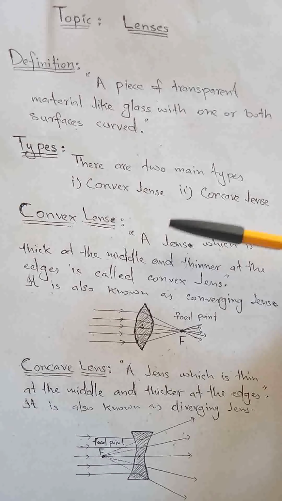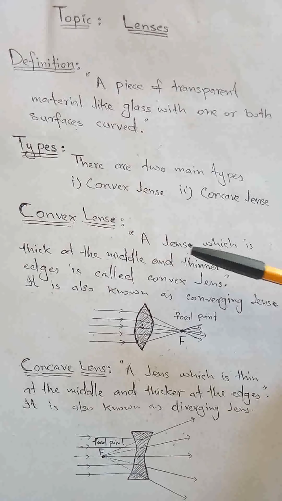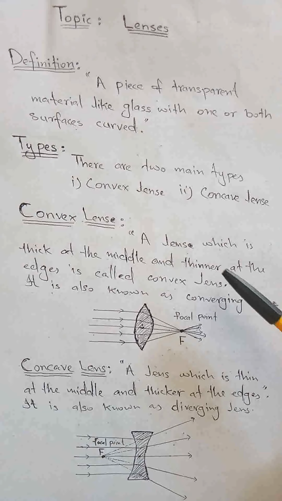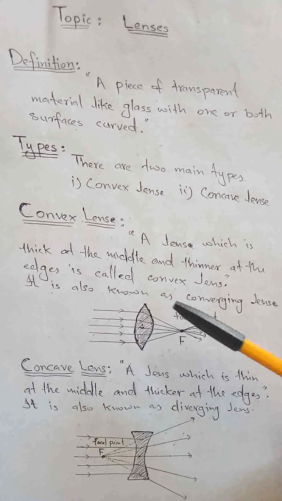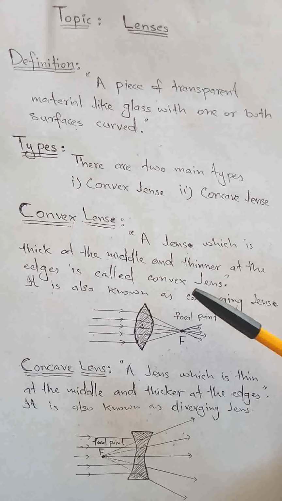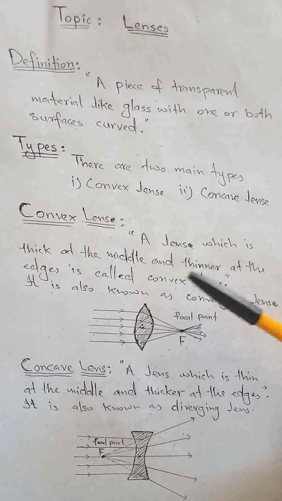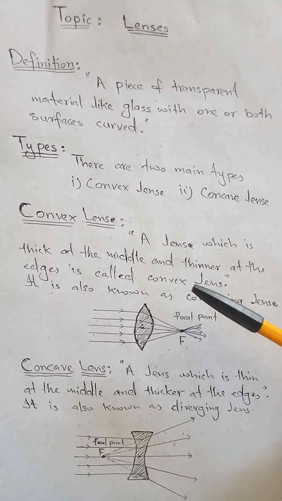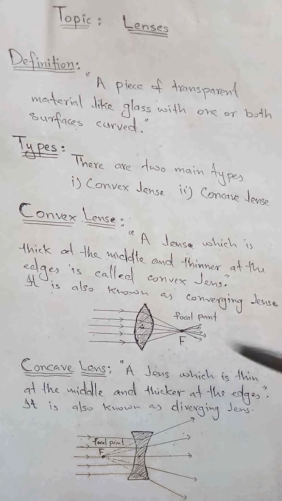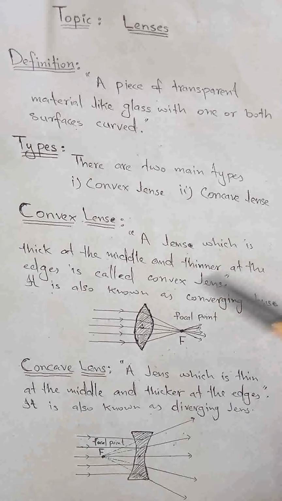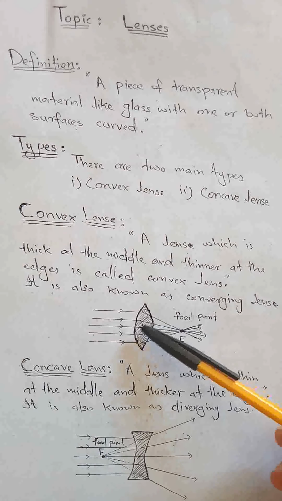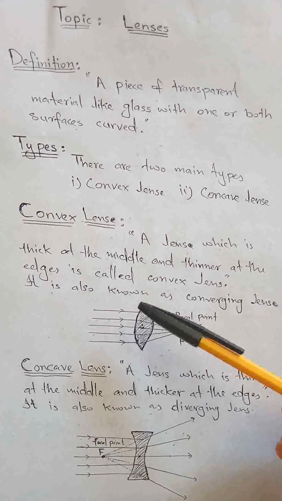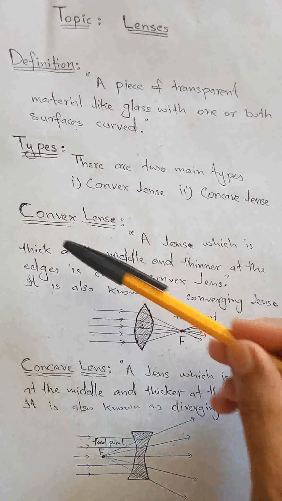Now let's discuss convex lens. A convex lens can be defined as a lens which is thick at the middle and thinner at the edges. It is sometimes called converging lens. Dear cadets, as you can clearly see, the middle portion of this lens is thick and the edges are thin. So that kind of lens is called convex lens.